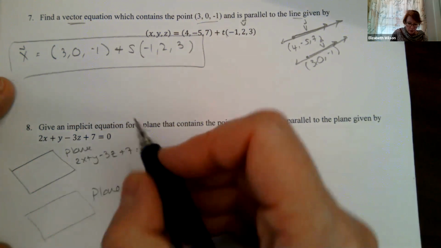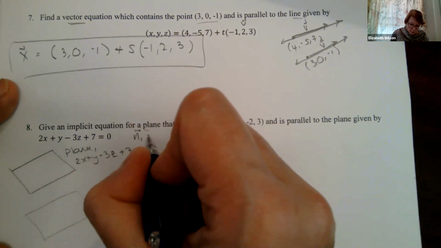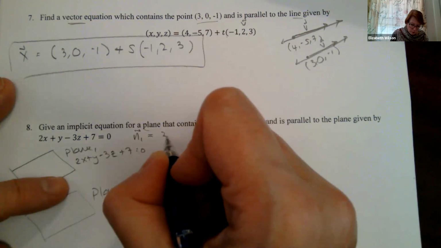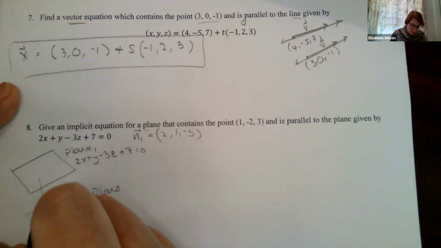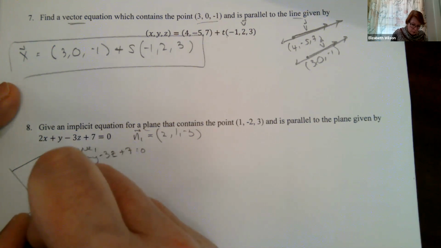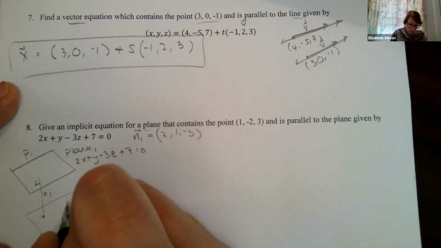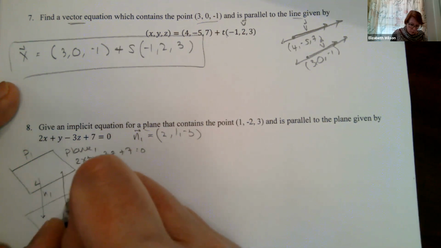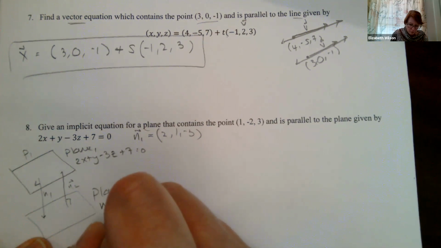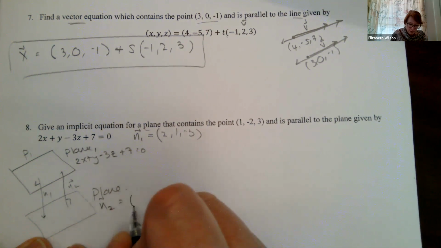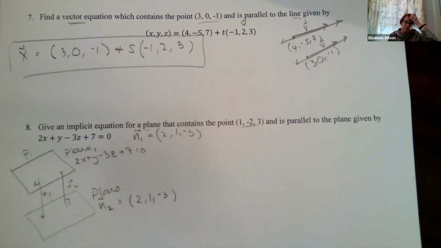Okay, so this one here I'm going to talk about. My normal vector on plane 1 is equal to 2, 1, minus 3. This is my normal vector for plane 1. If these planes are parallel, then their normal vectors are going to be parallel too. So my normal vector for this plane has to be equal to that one. But this new plane contains a different point.